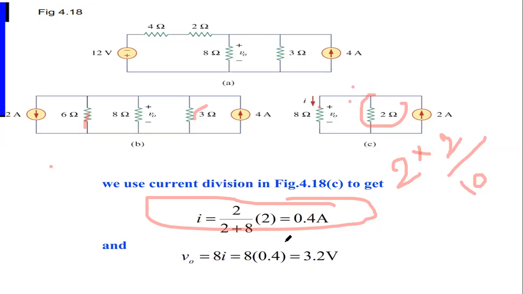0.4 into 8 will give you the voltage. That's it. So it is going to be 3.2 volt. So this is the source transformation. I hope it is clear to you.